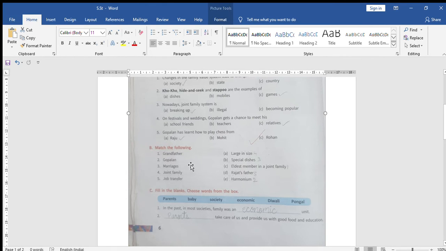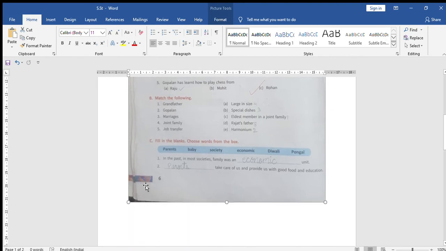Third, marriages, the answer is special dishes. Number four, joint family, the answer is large in size, A. Number fifth, job transfer, the answer is Rajat's father. Then filling the blanks.